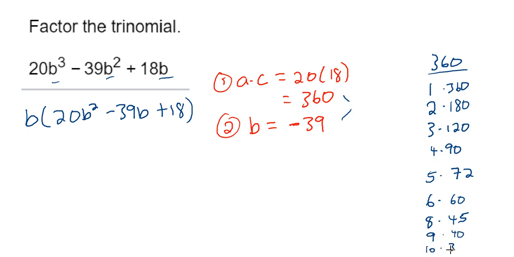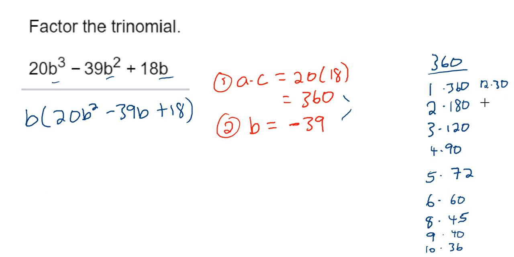10 times 36, that adds up to 46. 12 works. 12 times 30, that adds up to 42. I don't know what I was thinking. I was going to say if it's 32, there's a problem because we skipped over 39 there.